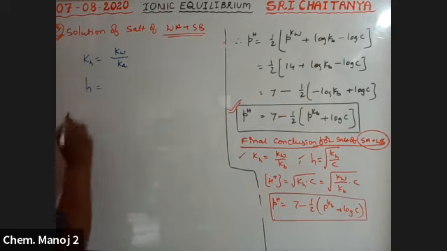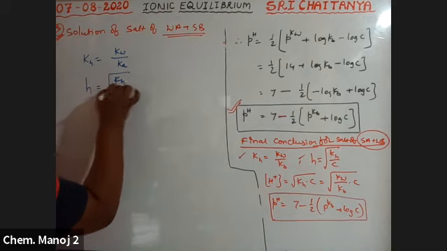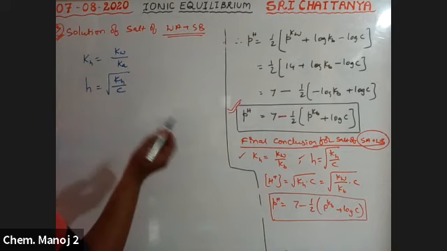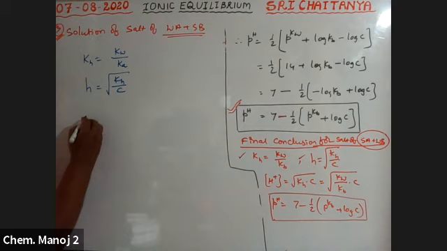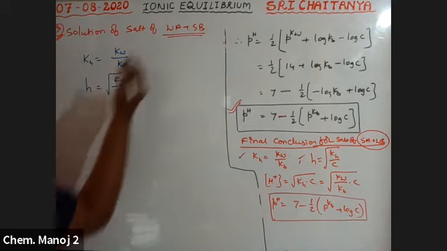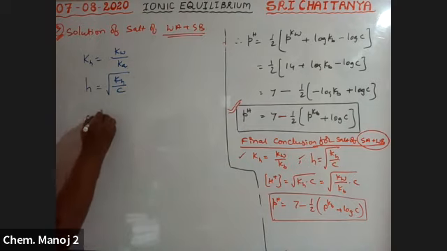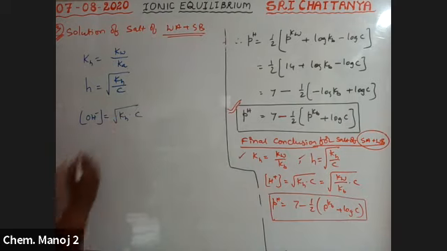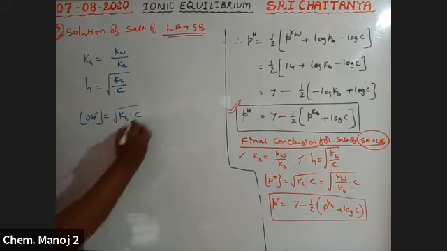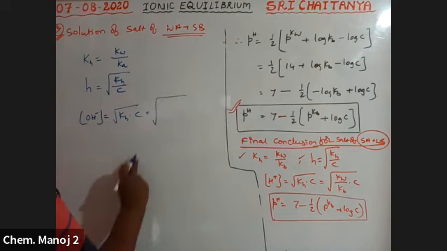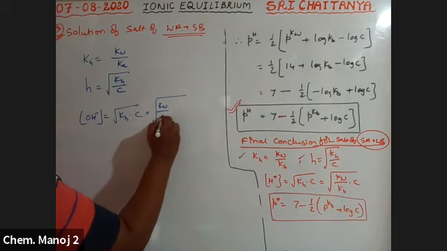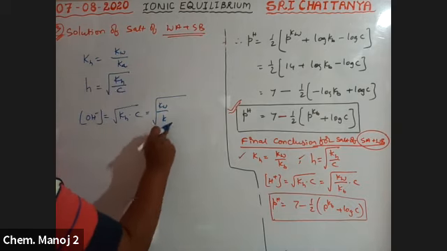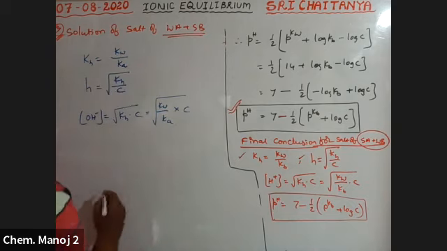Next, hydrolysis. The degree of hydrolysis h is equal to under root Kh by C, where C is the concentration of that ion. Here OH is a strong base, so the OH minus ion concentration is equal to under root Kh into C, which is equal to under root Kw by Ka into C.